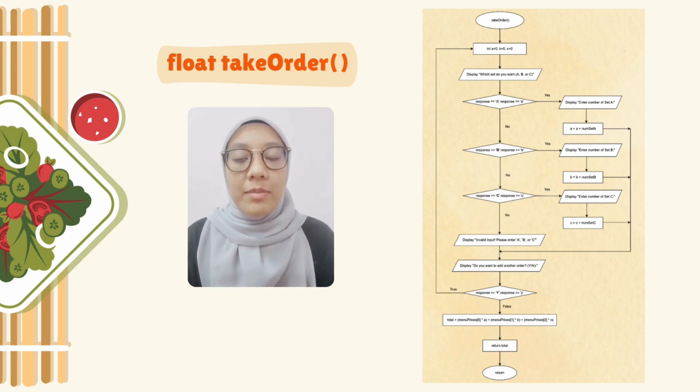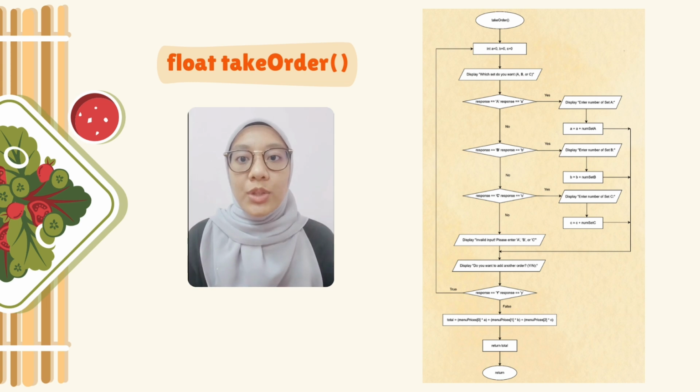The corresponding variable A, B, or C is then updated with the entered quantity. If the user enters an invalid option, they are informed and prompted to try again. After each order, the user is asked if they want to add another order, Y for yes or N for no. The loop continues if they input Y, otherwise it stops.